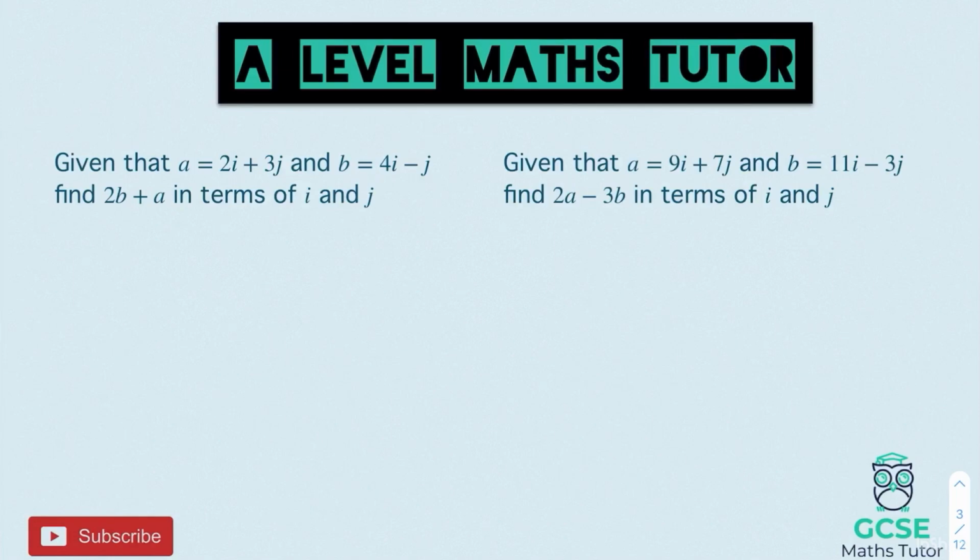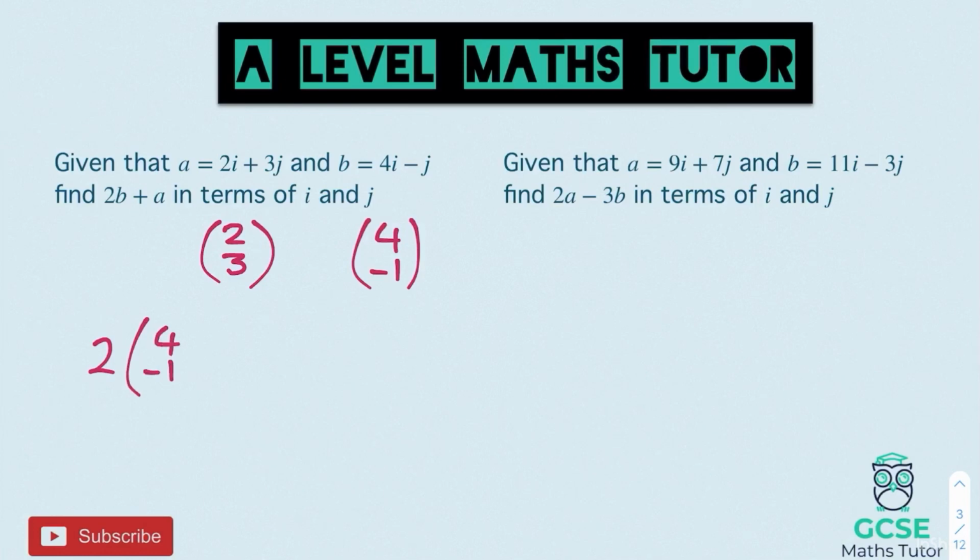Okay, so the first one, given that A is 2i plus 3j and B is 4i minus j, find 2B plus A in terms of i and j. So A, if we write that as a column vector, is 2 over 3, and the other one we've got 4 over, and it's minus j, so that's minus 1. There we go, and there's our two vectors. Now we want to do 2 lots of B plus A. So we're going to do 2 lots of that second vector there, which is the 4 over minus 1, and we are going to add to that the vector A, which is 2 over 3.